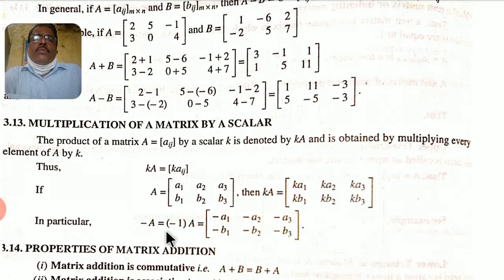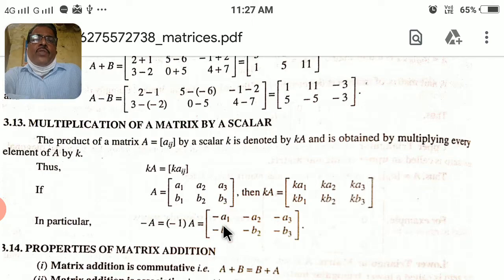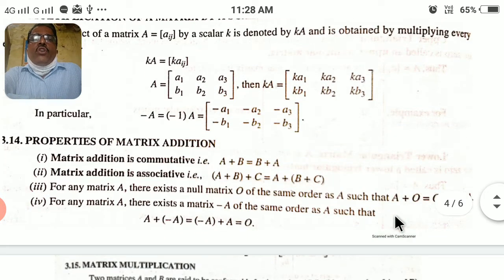In particular, suppose that minus A is there. Minus A is nothing but minus 1 into A. Now A is a1, a2, a3, b1, b2, b3. Minus 1 into A means multiply each element by minus 1. So a1 into minus 1 is minus a1, a2 into minus 1 is minus a2, a3 into minus 1 is minus a3, b1 into minus 1 is minus b1, b2 into minus 1 is minus b2, b3 into minus 1 is minus b3. So this is how we multiply a matrix by a scalar.